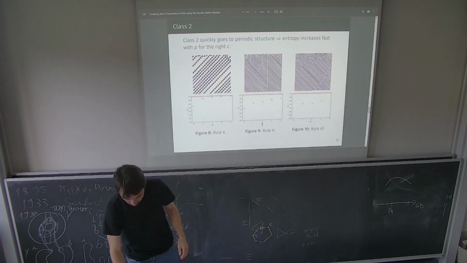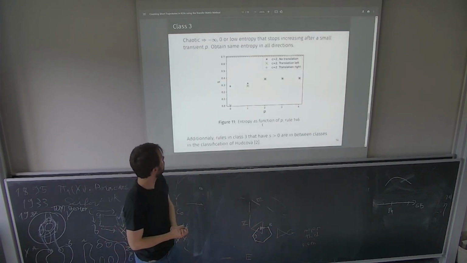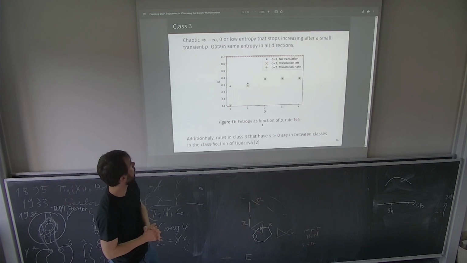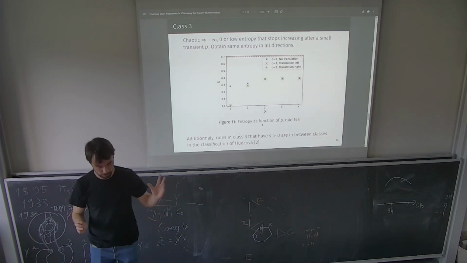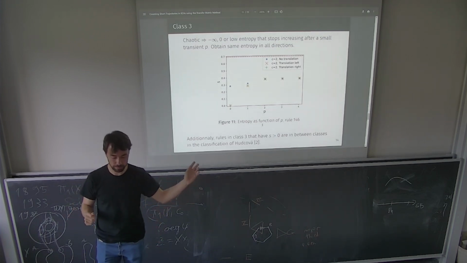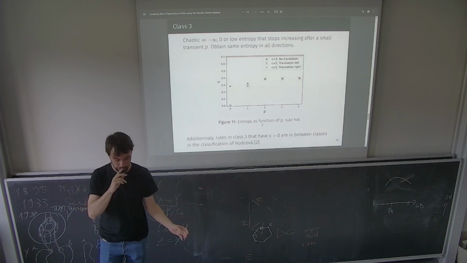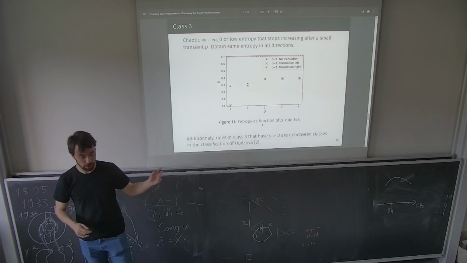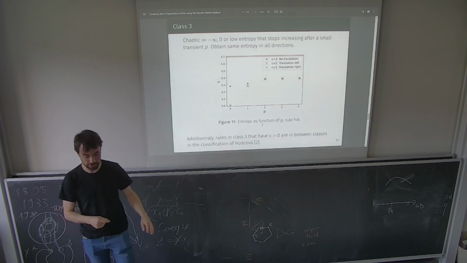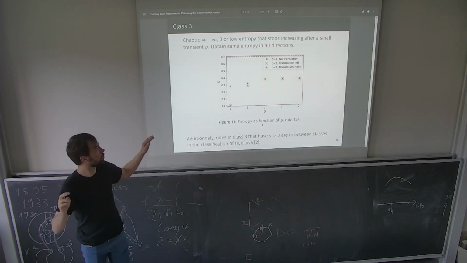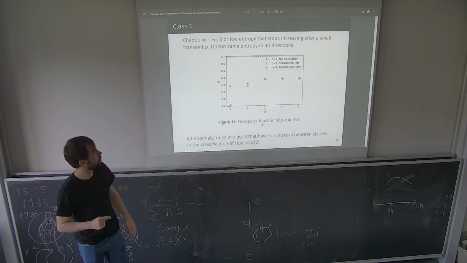Okay. And then for class 3, what I found is that most of class 3 go to minus infinity entropy, so no solution for the given PNC, or sub-exponentially many, or a low entropy, where the maximum was around 0.4.